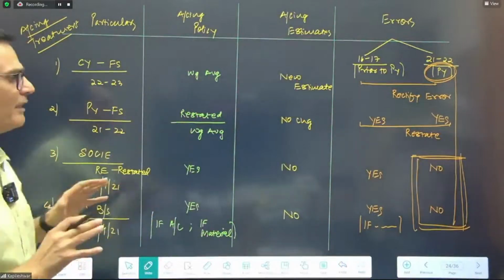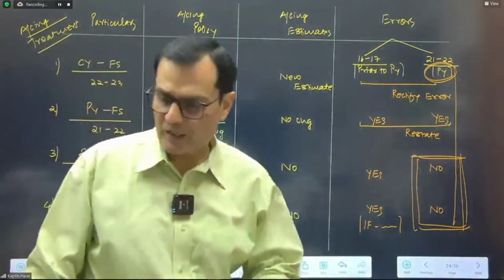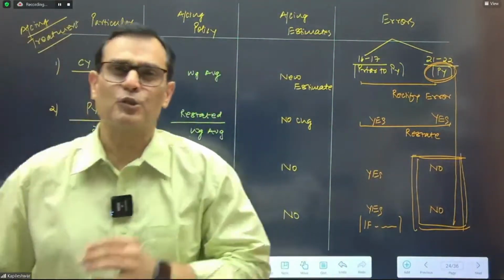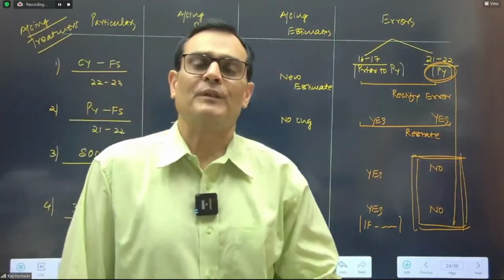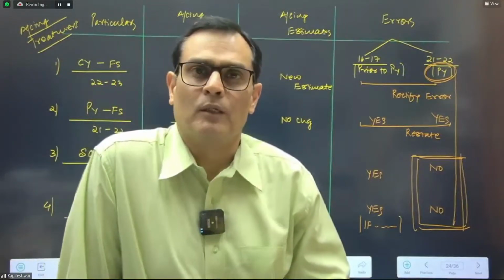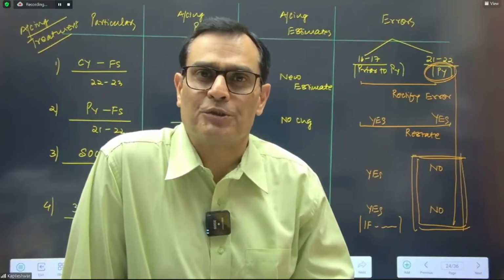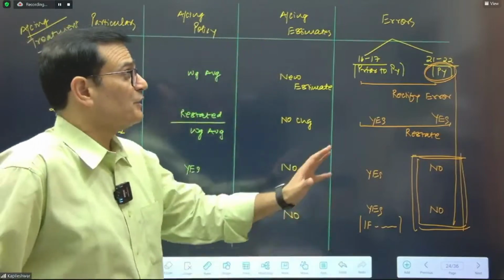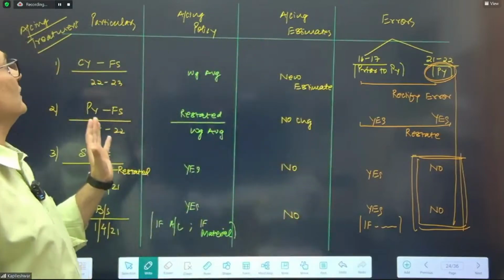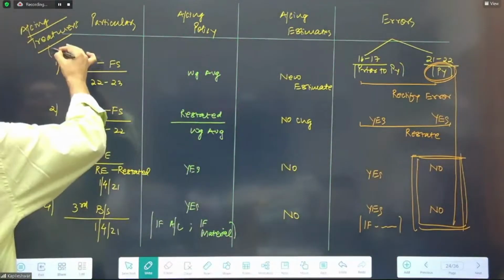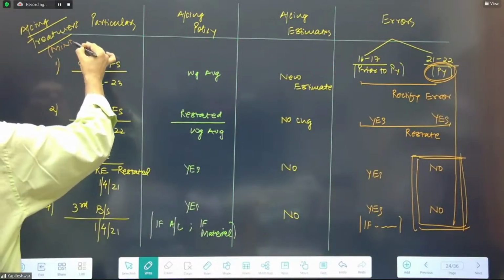So this is a comparative position of how the accounting is going to take place when we change policies, when we change estimates, or when we correct errors. This is a summary view of the accounting. So I'm going to call this accounting treatment my mind map.